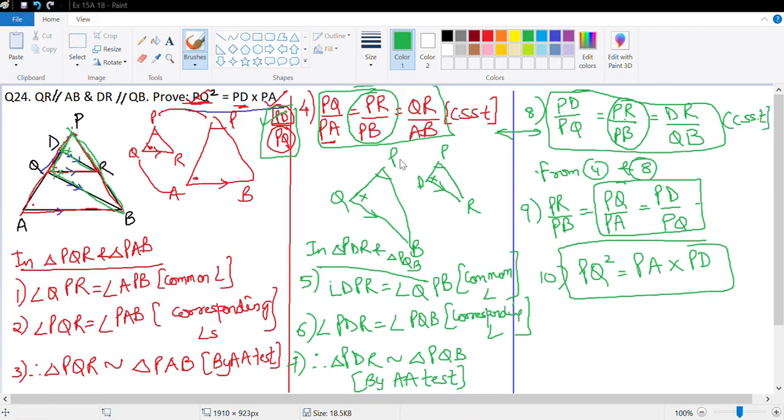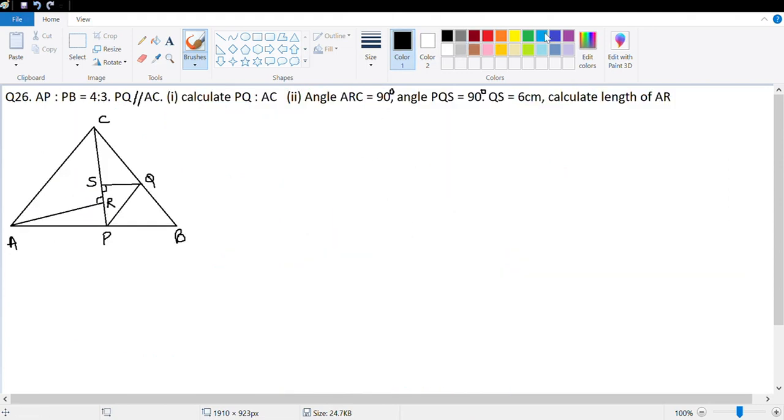The next question that we're doing is question number 26. It says AP is to PB is equal to 4 is to 3. So let's just assume AP is equal to 4x, and PB is 3x. So that's point number 1. Let AP is equal to 4x. Therefore, PB is equal to 3x. Done. PQ is parallel to AC.